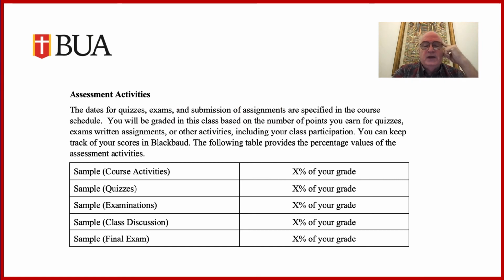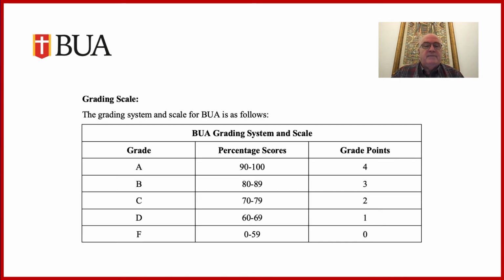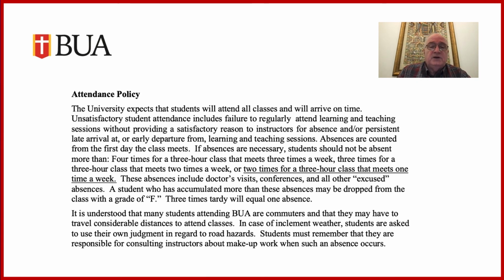This is part of the syllabus: the assessment activities, samples, the course activities, how much of your grade they will count, quizzes, examinations, class discussions, final exam. Now, the grading system and scale for BUA is as follows. What do you have to get an A? Well, you have to have a final score of 90 to 100%. What do you have to get a D if you're a low achiever? Well, a 60 to a 69%, and less than a 69% would result in failure in the course. That's in the syllabus, and it breaks that out.